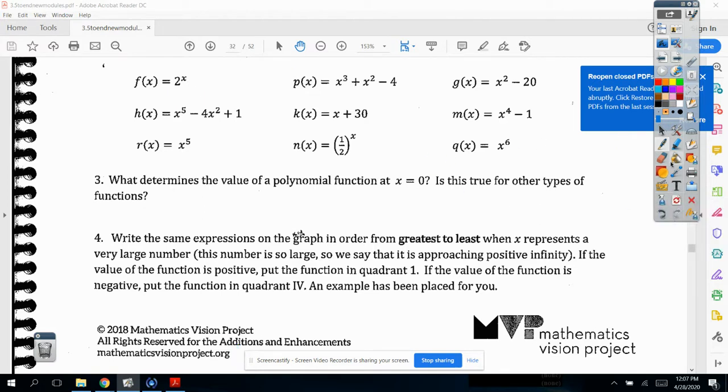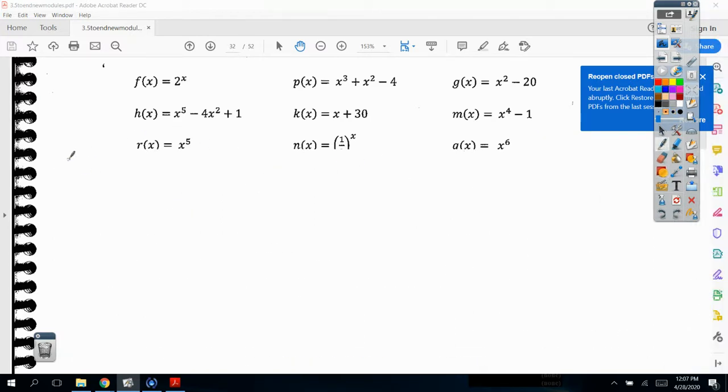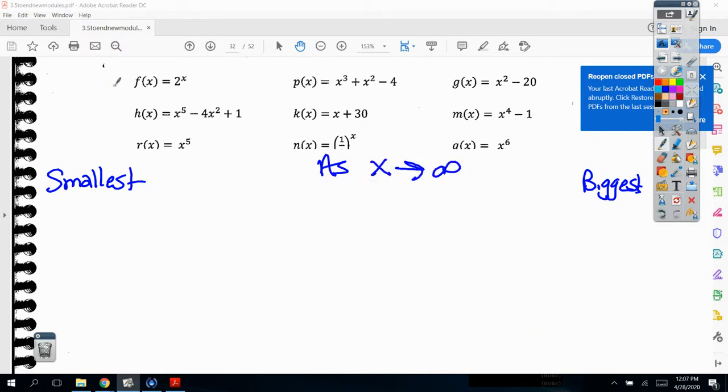Okay, so we are going to put these in order from greatest to smallest. I'm going to go this way this time. How about I put smallest over here, biggest over here, and this is as x goes to super bigness, to infinity. So I just said 2 to the x, woo dogs, so big. That's got to be the biggest, because even if you get to the biggest number you think of, double it again. It's going to be so, so big.